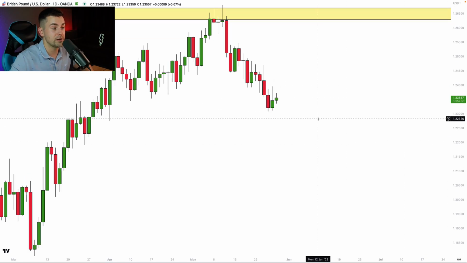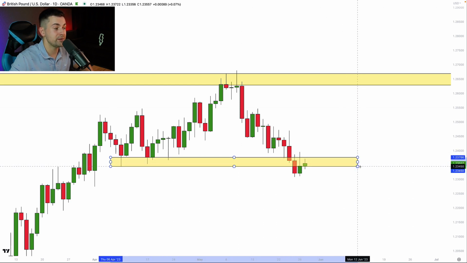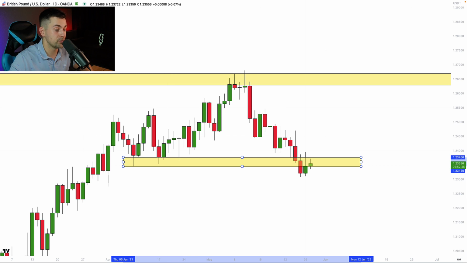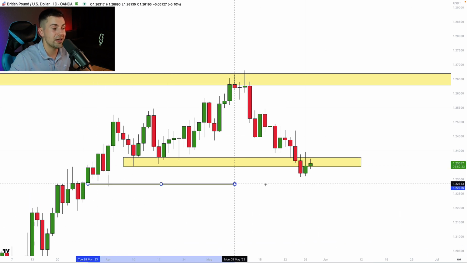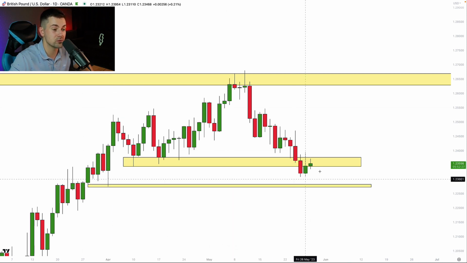Then, analyzing what happened with the pair last week, we can spot that the pair has successfully violated that horizontal zone of demand. That zone turned into the supply zone, and probabilities will be high that the pair will keep falling at least to that support. That will be the closest strong support, and I will expect a bearish continuation to that structure.